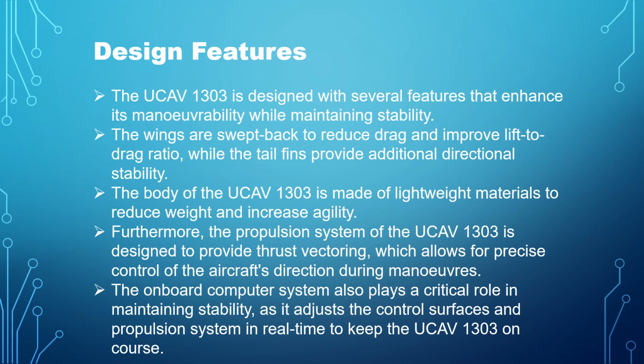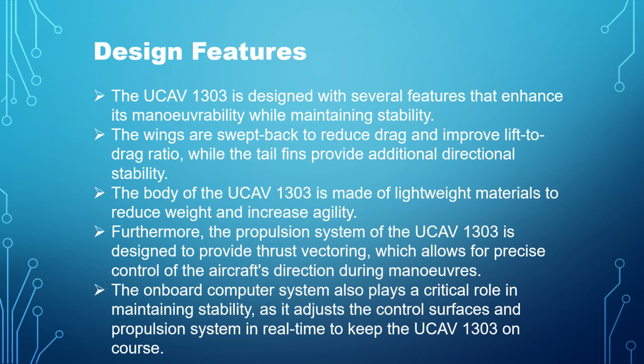Furthermore, the propulsion system of the UCAV 1303 is designed to provide thrust vectoring, which allows for precise control of the aircraft during maneuvers. The onboard computer system also plays a critical role in maintaining stability, as it adjusts the control surfaces and propulsion system in real time to keep the UCAV on course.